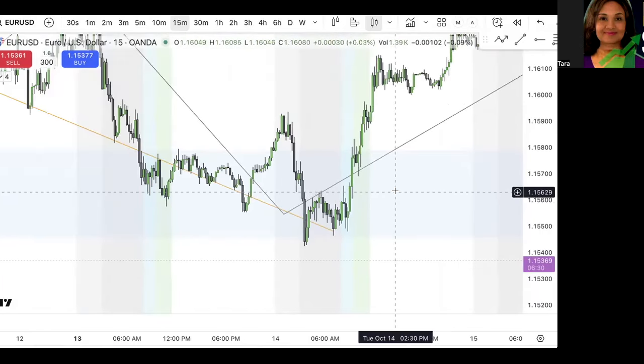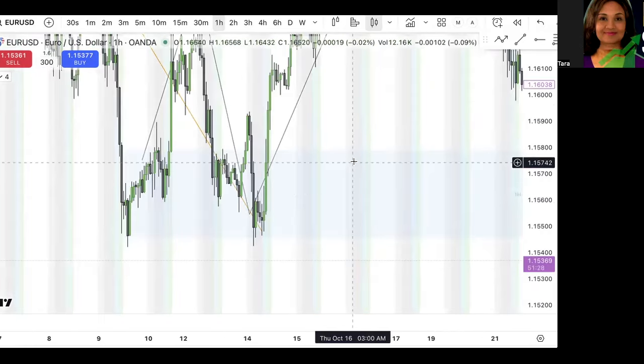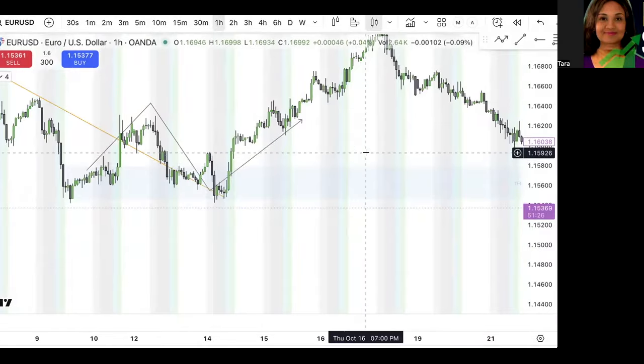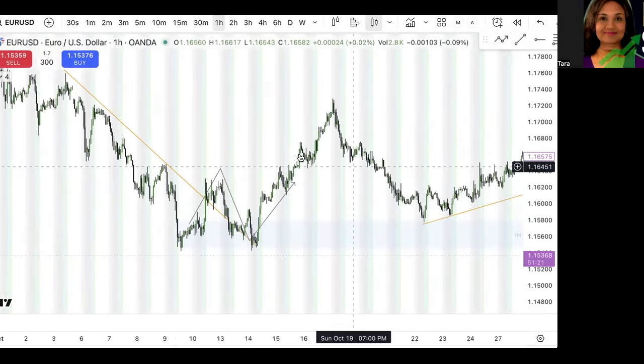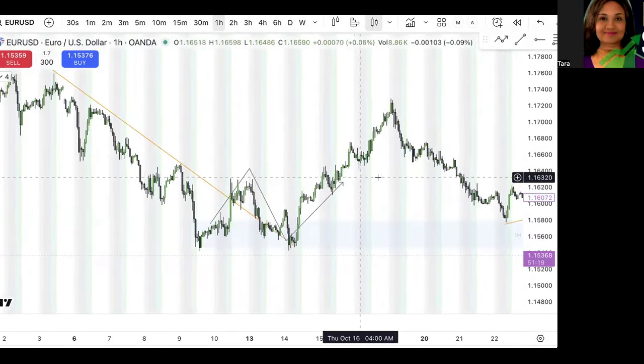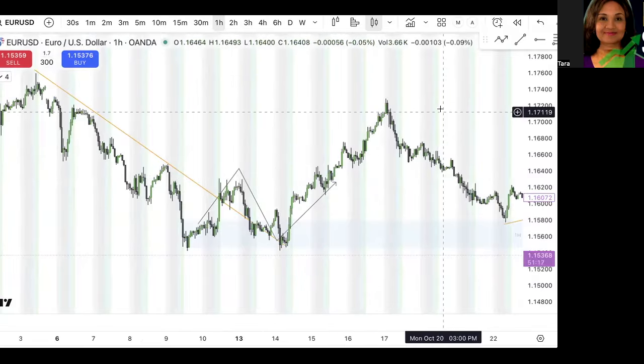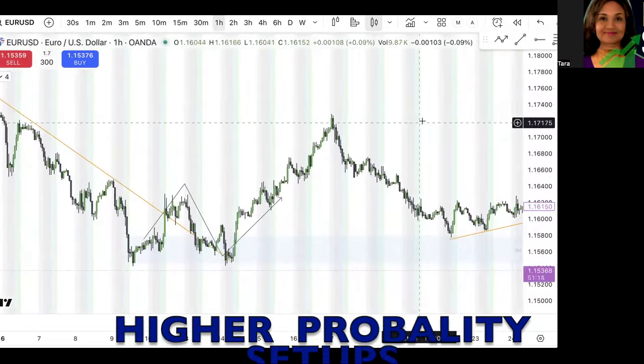All right. And so that's a good example of how our break and retest strategy can play out. And we can also take note of the supply zones and the demand zones and use those as extra confirmation and confluence.